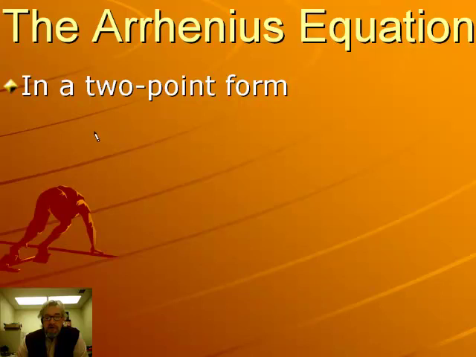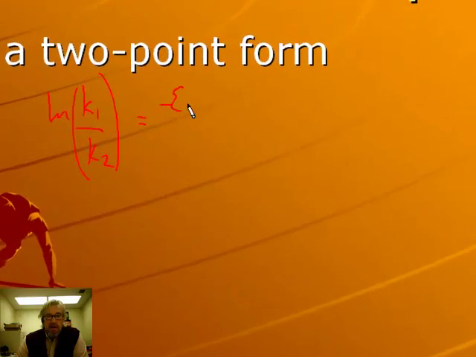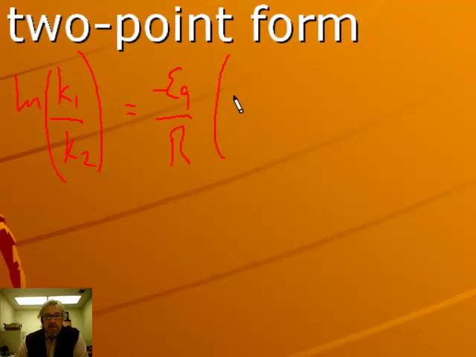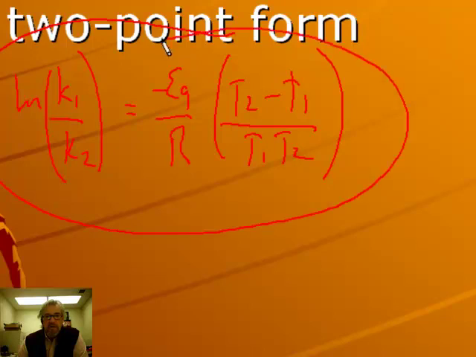So the 2-point form will be natural log of k1 over k2 is equal to minus Ea over R times T2 minus T1 over T1 T2. So this can be used to solve problems where we know a temperature and then a second temperature, and we know the k at one temperature and we want to know the k at the other. Or if we know 2 k's and 1 T, we can find the second T. Or if we know all the k and T variables, we can predict what the activation energy will be for the reaction. So here's an example.